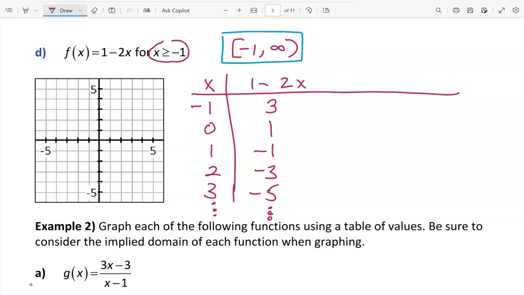So our end point of the graph is when x is equal to -1, and that's the point (-1, 3). And then we have (0, 1), (1, -1), (2, -3), (3, -5), and that graph goes from x equals -1 on the left and continues infinitely to the right.